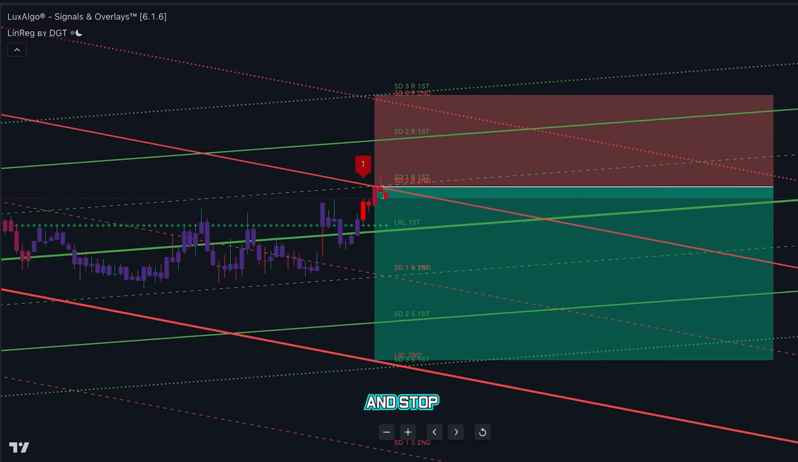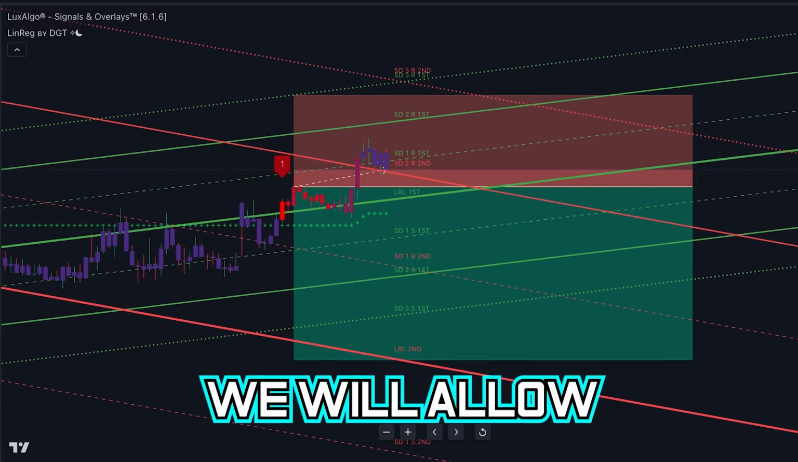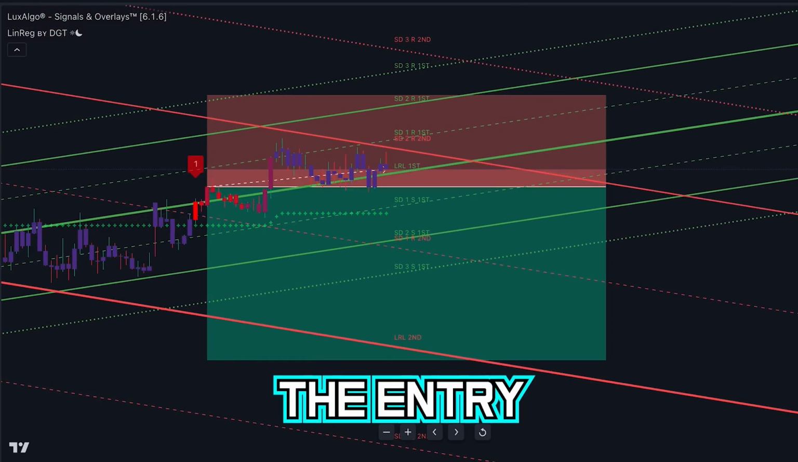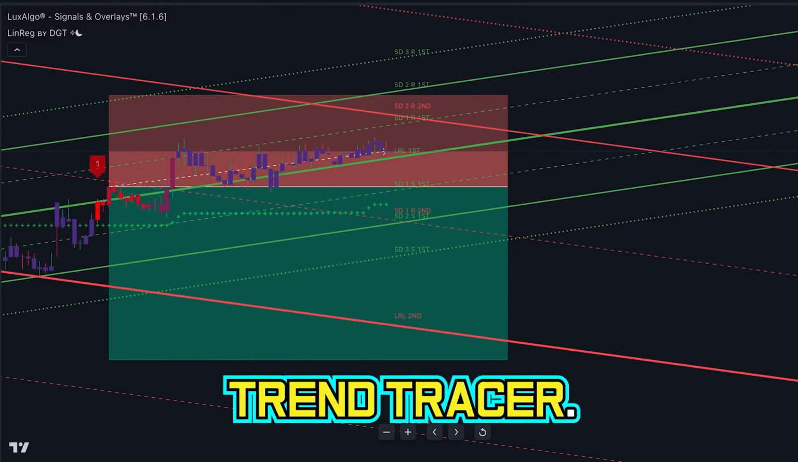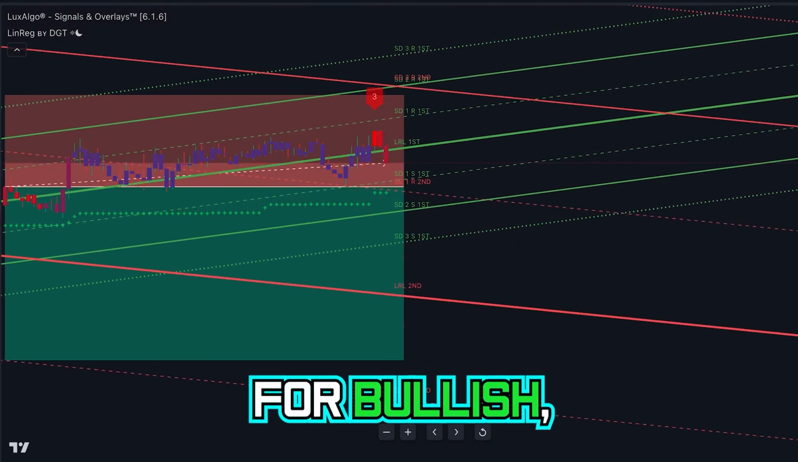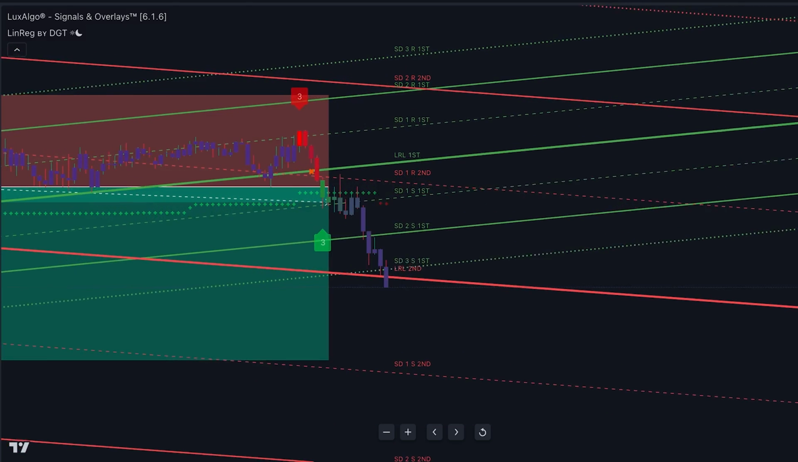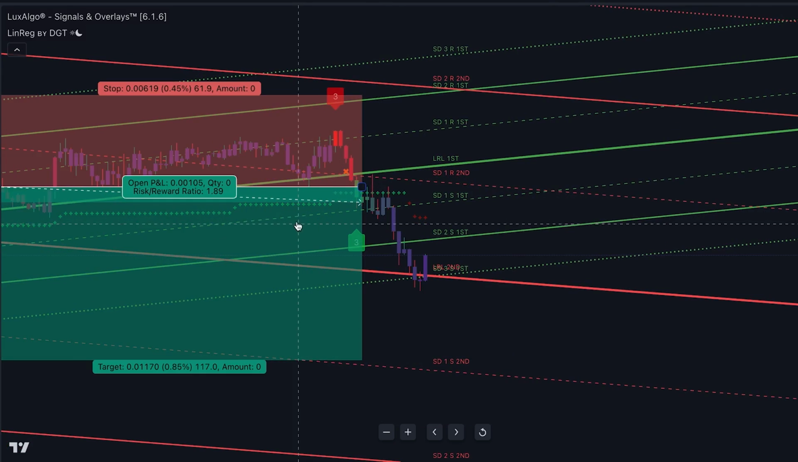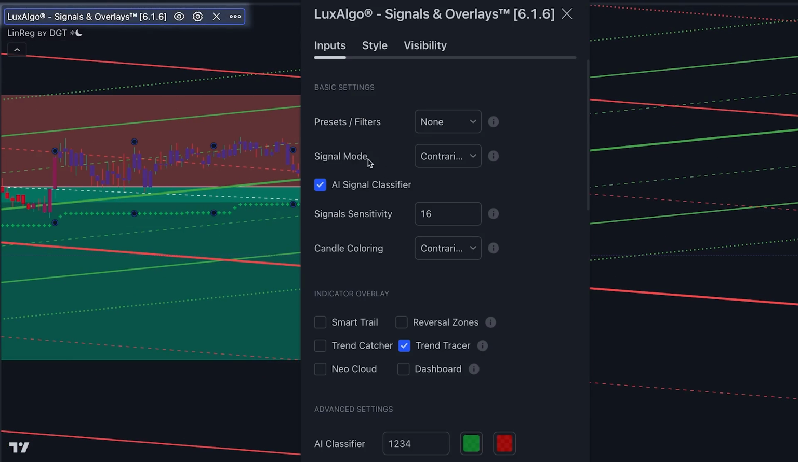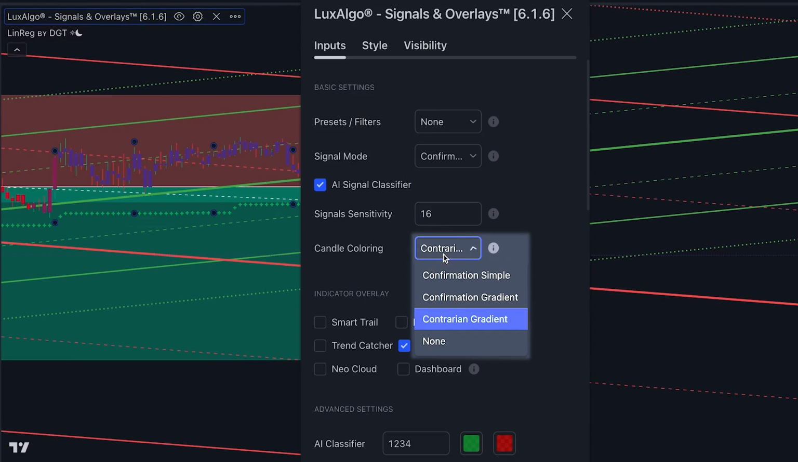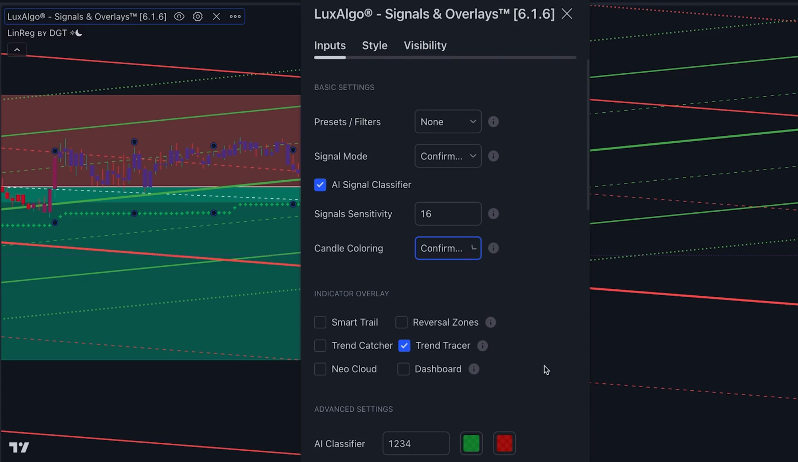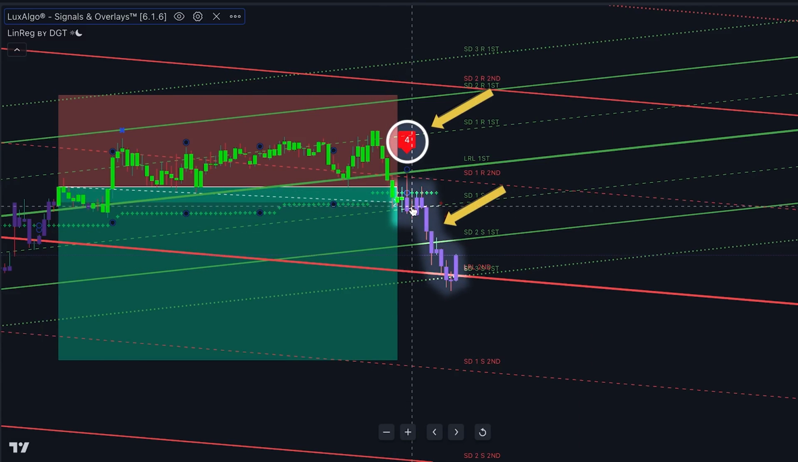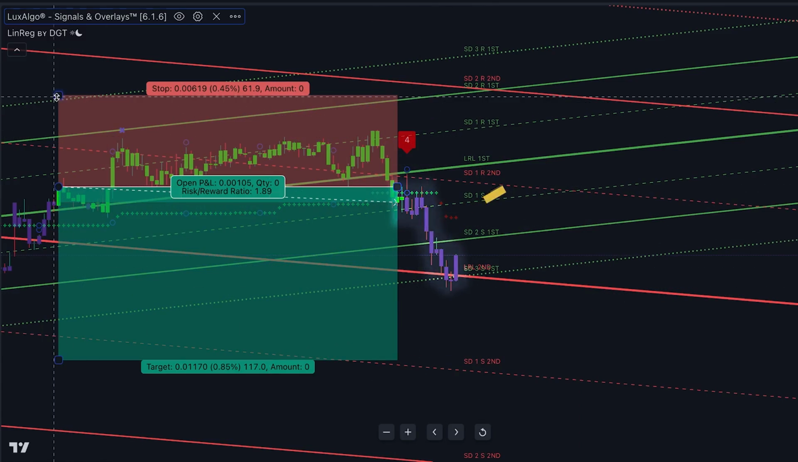Once we have an entry and the stop loss is set, we will allow the trade to run while trailing the entry with the trend tracer. If this turns green for bullish, we will close our trade. Additionally, now that we have a reversal entry, we will also switch the signal mode to confirmation to add another layer of confidence in confirming the downtrend. If the downtrend is confirmed, we can move stops to break even.